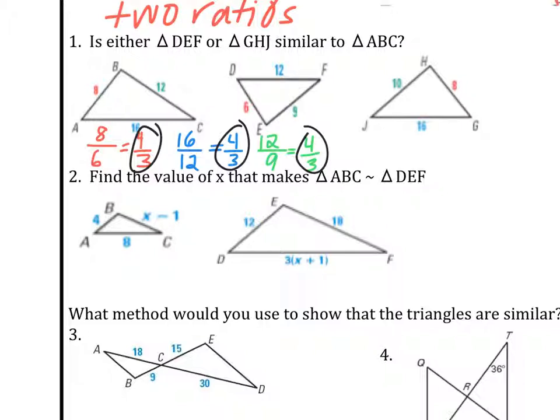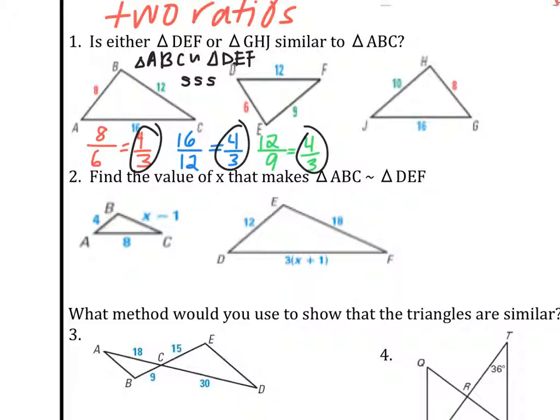Is ABC similar to DEF? Yes. Let's write a statement for that. Triangle ABC is similar to triangle DEF. And that's because of side, side, side. Because all of your side lengths are proportional.